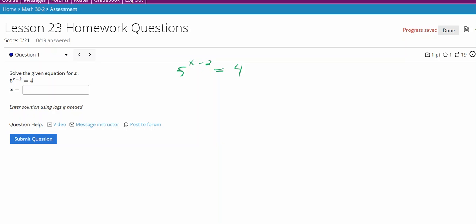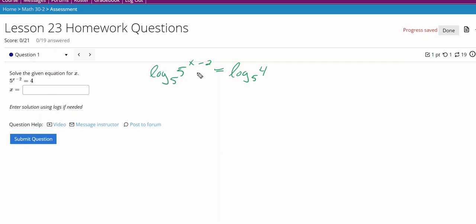All right, so what I'm going to do this time is choose my base to be either 5 or 4. It'll actually work out either way, but just bear with me, I'll show you what it means. So if I take log base 5 of both sides, it has to be the same on both sides. So log base 5 of 4, okay?